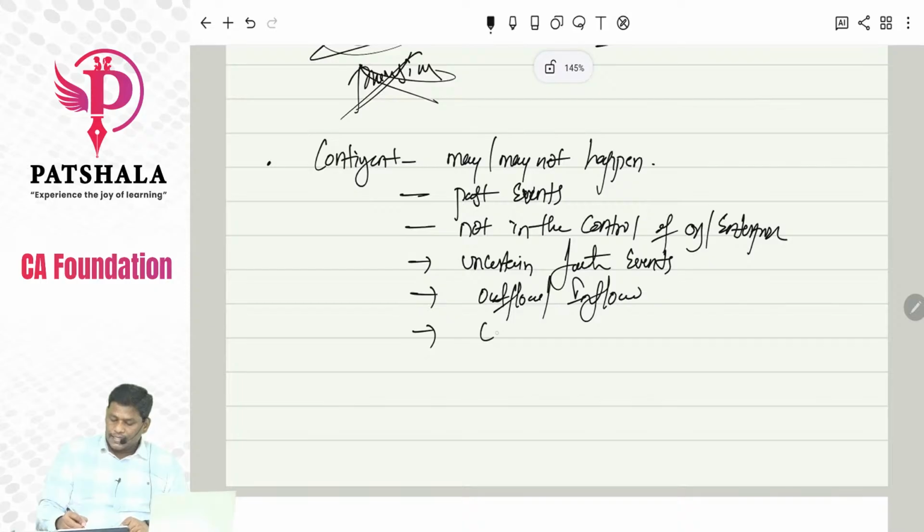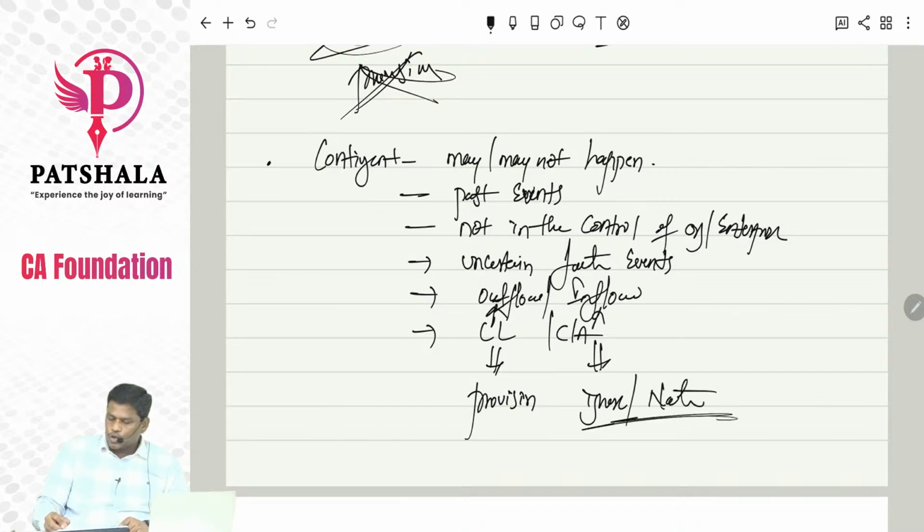Okay, contingent liability and contingent asset, two things will arise. Where we have to pay, it is a contingent liability. Where we have to receive, it is a contingent asset. For contingent liabilities, we have to create a provision. For contingent assets, you can simply ignore, or you can simply give a note.